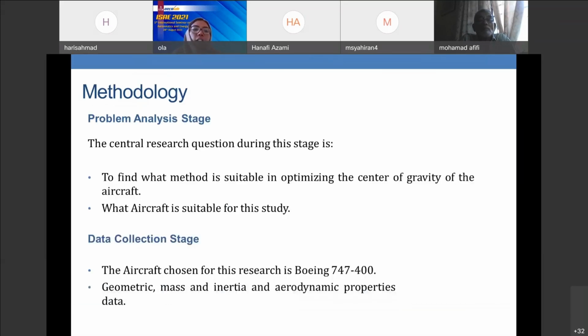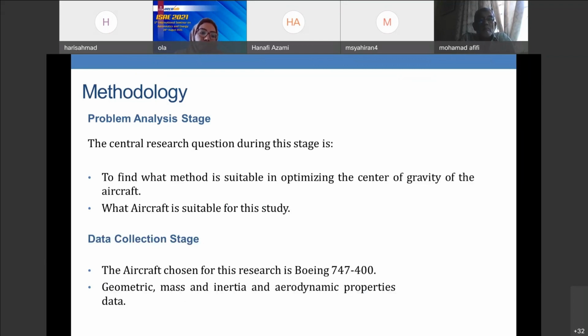So now we're going to look at our methodology. What did we do in our research? The first step was the problem analysis stage. The central research question during this stage is to find what method is suitable in optimizing the center of gravity of the aircraft, and second, which aircraft is suitable for the study.